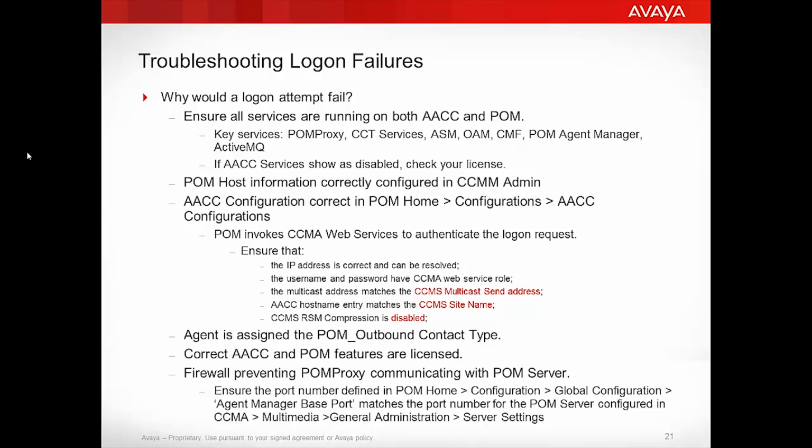So the POM proxy, remember, resides on the AACC multimedia server, and that must communicate with the POM server. So the port number is defined in POM home, configuration, global configuration, and the setting there is agent manager base port. Make sure that that matches the port number for the POM server that's configured in CCMA, in multimedia, general administration, and server settings.